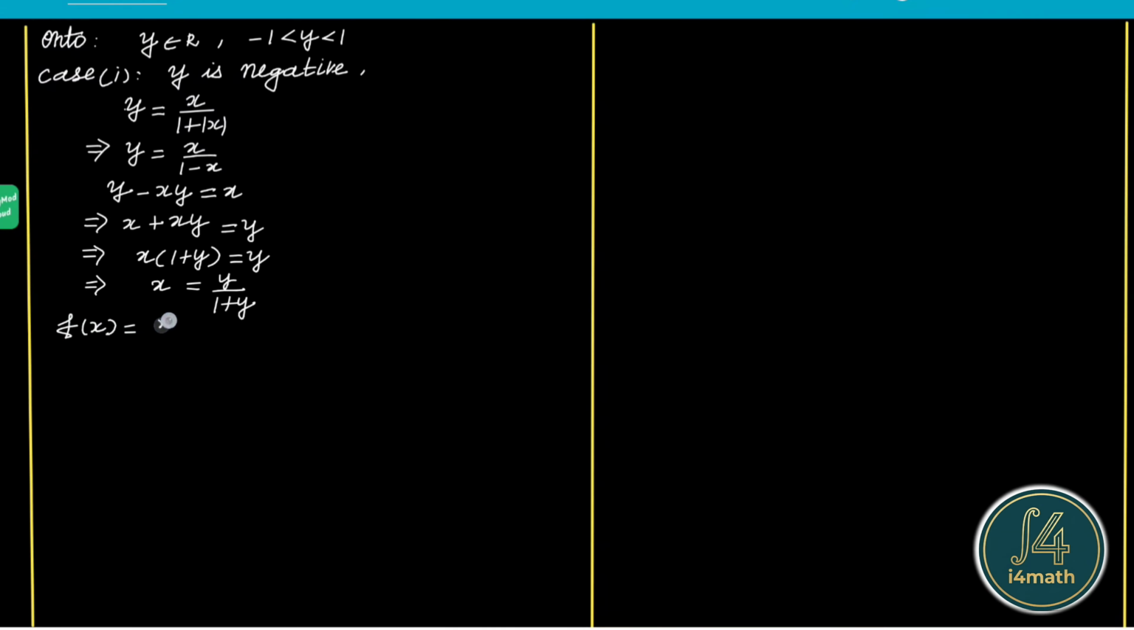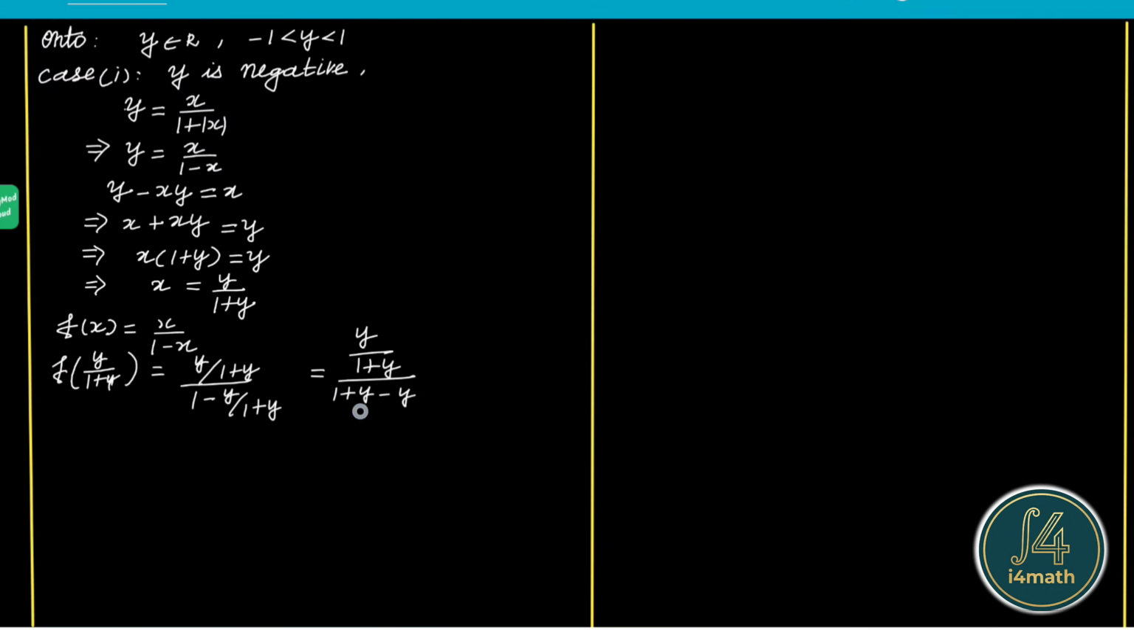f of x which is equal to x divided by 1 minus x. Now let us substitute x which is equal to y divided by 1 plus y. So f of y divided by 1 plus y which is equal to the x value, y divided by 1 plus y, divided by 1 minus x. Again substitute x equal to y divided by 1 plus y. Now in the denominator take the LCM: 1 plus y minus y, divided by 1 plus y. Numerator is y divided by 1 plus y. Now cancel 1 plus y and 1 plus y.